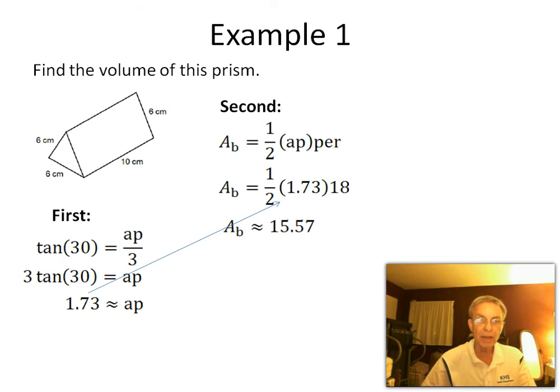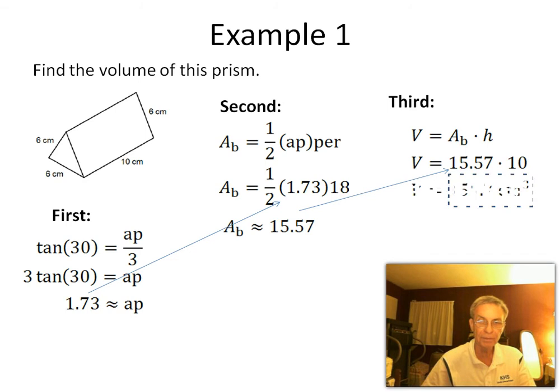Okay, now to find the volume, we need to take that area of the base and multiply by the height of the prism, because that's what our formula says to do. And then we're going to do that, so this gives us the volume is equal to 15.57 times 10, which comes out to 155.7 cubic centimeters.